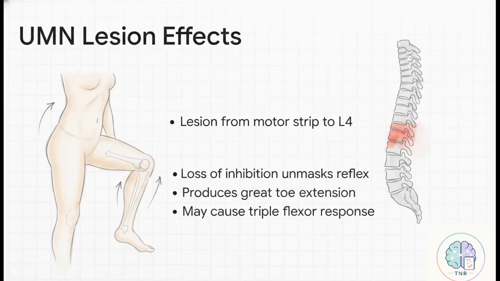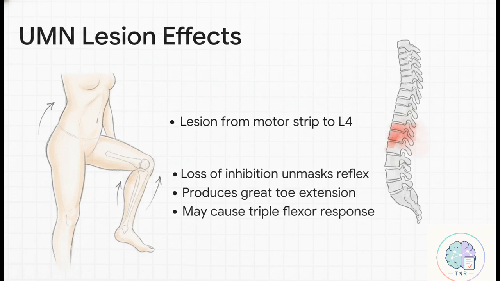Which brings us to the absolutely crucial concept of unmasking. If you get an upper motor neuron or UMN lesion anywhere along the pyramidal tract, from the motor strip all the way down to about L4, you lose that hard-earned inhibitory control. The primitive reflex is unmasked. Boom, the great toe extends again.